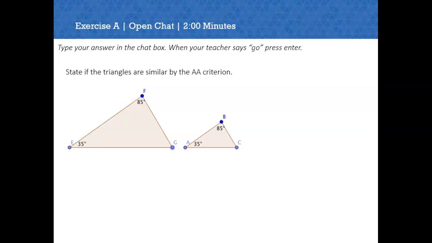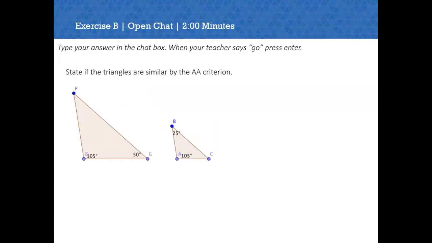And we could also calculate this and this by using our triangle postulate where all three angles add up to 180. But right now we're just talking about AA, so angle-angle criterion to determine if they are similar. So similar means same shape, different size. So these are similar triangles.